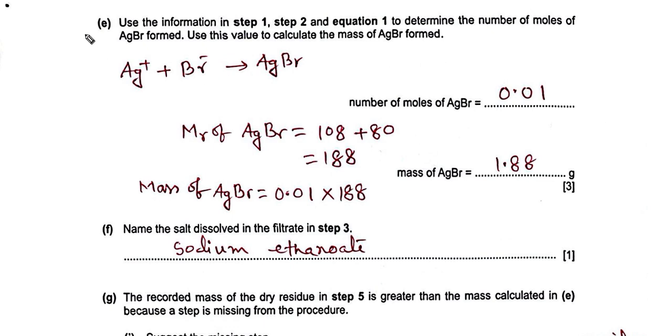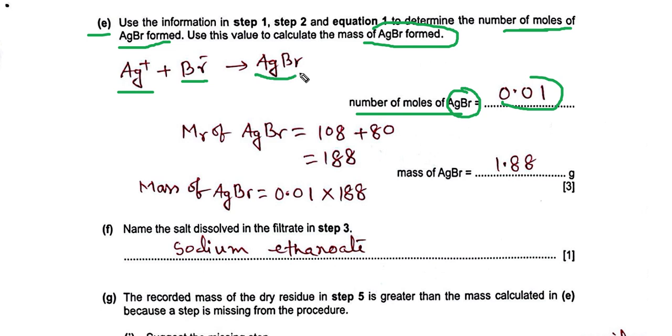And E, use the information in step 1 and step 2 and equation 1 to determine the number of moles of silver bromide. Use these values to calculate the mass of silver bromide. So the number of moles of silver bromide will be the same, 0.01, because silver ion reacts with bromide ion to form silver bromide. As bromide ion is 0.01, so silver bromide moles will be the same, 0.01.